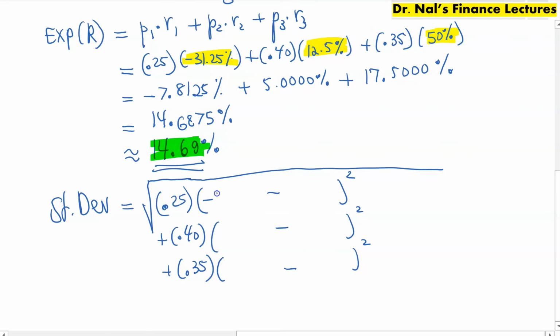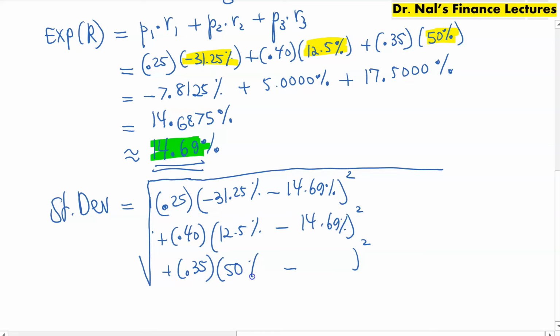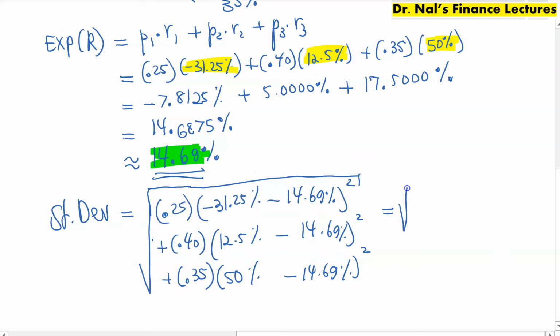All right, so the first number will be minus 31.25% minus 14.69%. And by the way, everything is inside the same square root expression. The second one will be 12.5% minus 14.69%, and the last one will be 50% minus 14.69%. Like we did in the previous question, we will totally ignore the percent signs, and we will reintroduce them at the very end. So what I will do is just calculate the initial numbers.